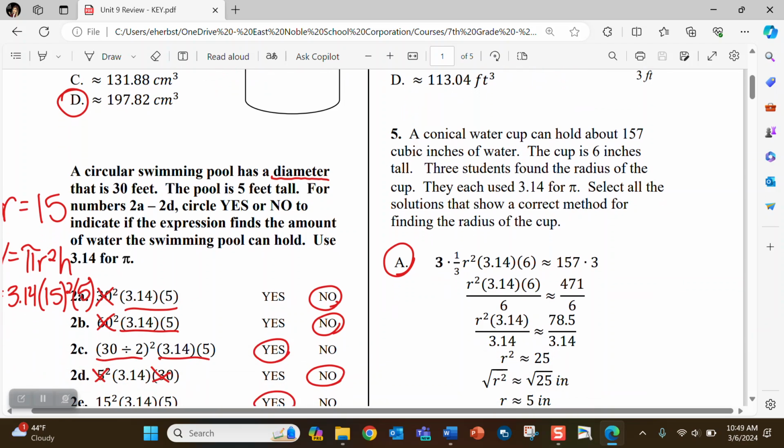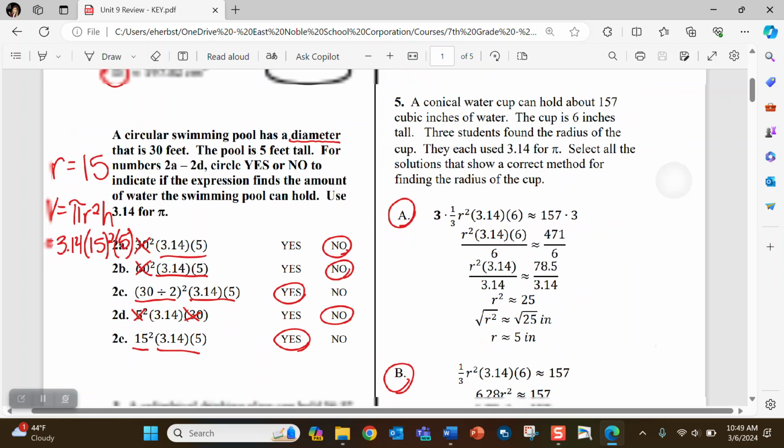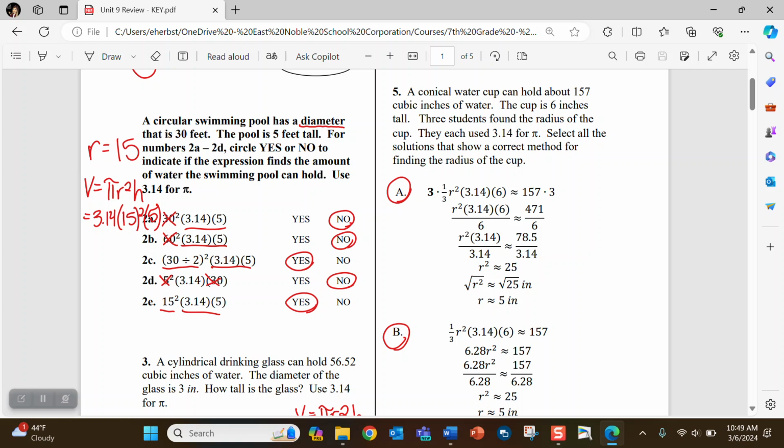Question 5 is asking you to select any of the solutions that show a correct method for finding the radius of the cup. So here again, we're given volume of a cone, we're given height of a cone, and asked to find the radius. So the formula is 1/3 pi r squared h.